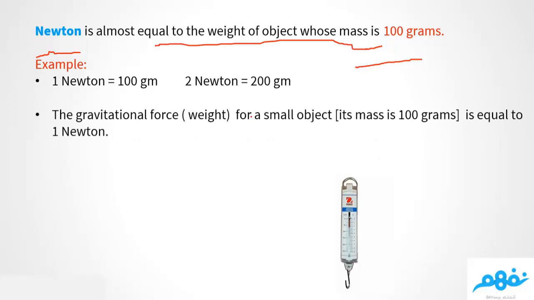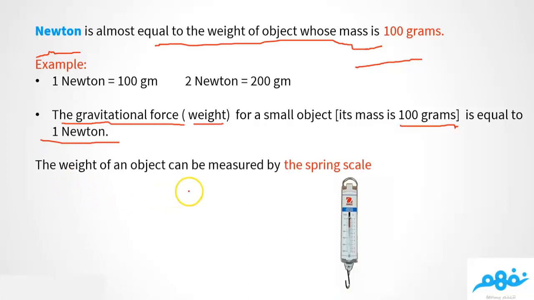Wonderful, guys. And we have to know something very important. The gravitational force, which is the weight, you're gonna see this word a lot. Gravitational comes from the word gravity, which we said is pretty much weight. Gravitational force for a small object whose mass is 100 grams is equal to 1 Newton. Great. So if we have the mass of 100 grams, what is my weight equal to? Bravo. 1 Newton. Wonderful, guys. Great.